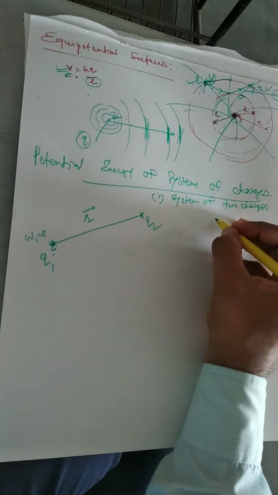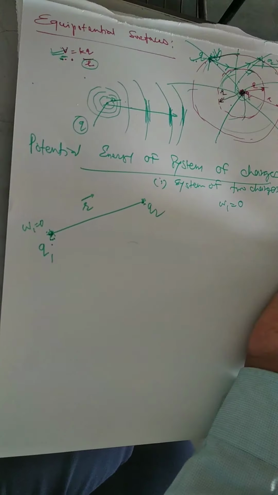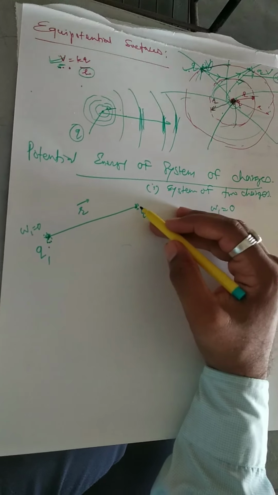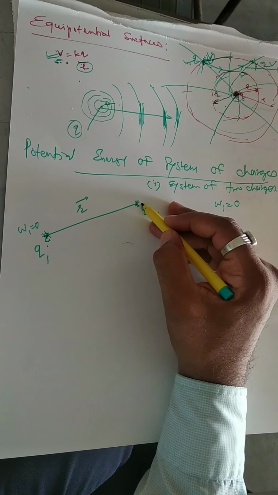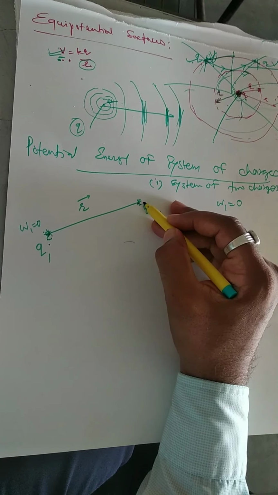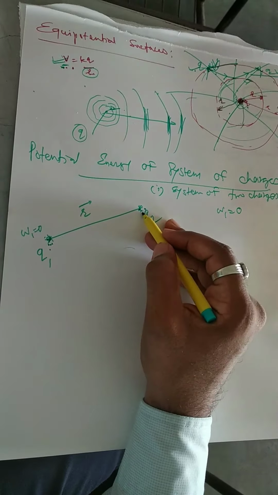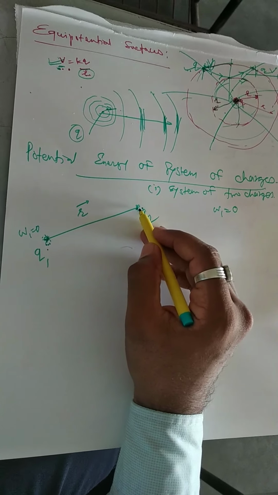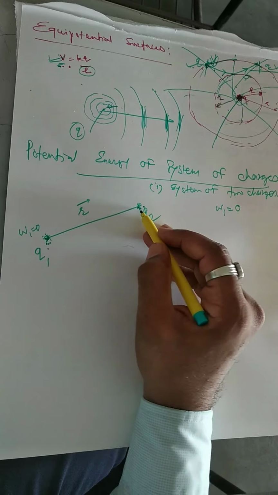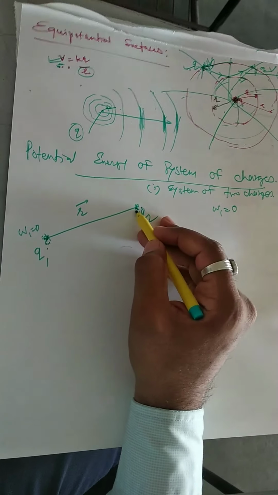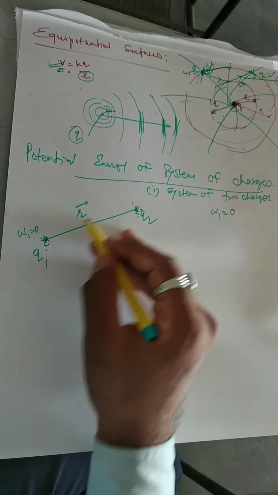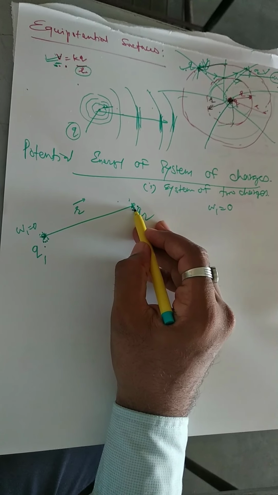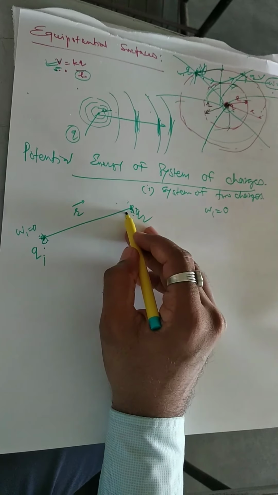So in that case w1 will be equal to 0. Now to bring this charge q2 from infinity to this given point in a given electric field, work is done on this charge q2 because of this charge q1.